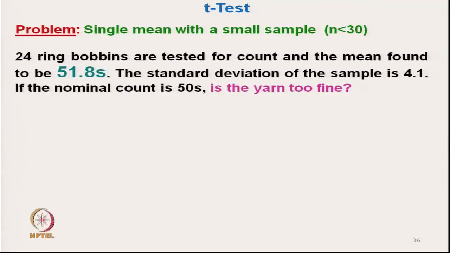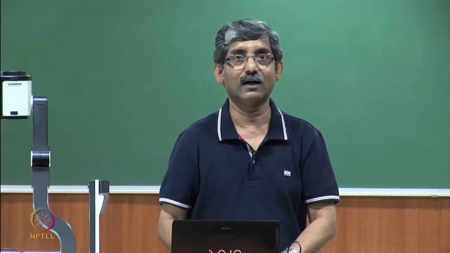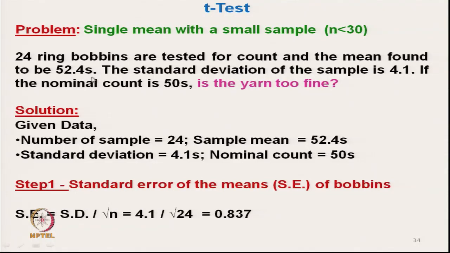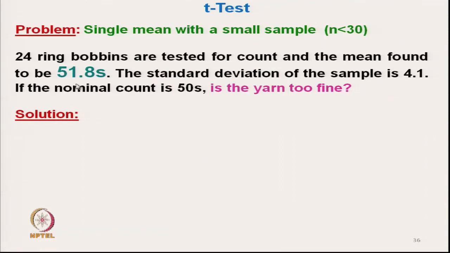Okay. Now, with the same data, same problem, we have changed something here. What have we changed? The same 24 ring bobbins are now tested for count again, and the mean is found to be 51.8. Earlier it was higher. Now the count has become closer to the nominal value. Earlier it was 52.4, okay. Now it has become 51.8. Now we have to test whether the yarn is still fine or not.